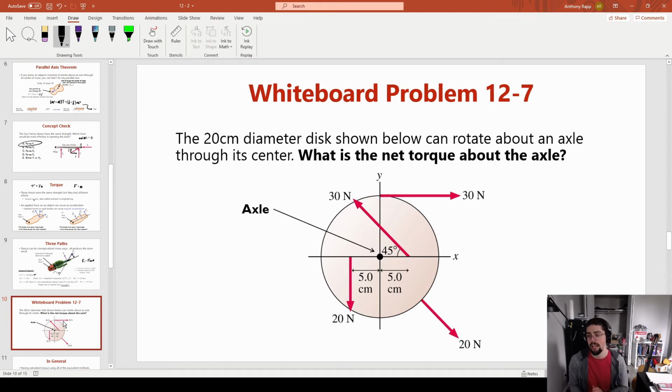Let's imagine we've got a 20-centimeter diameter disc shown below, and it's allowed to rotate through an axle through its center. Somebody stabbed it right through the middle, and they've started to try to spin this thing. But they've got 4 different forces, and clearly, if we want to rotate this thing, we have no idea what we're doing. But let's imagine we've got these 4 different forces. What is the net torque acting on this object because of these 4 forces?